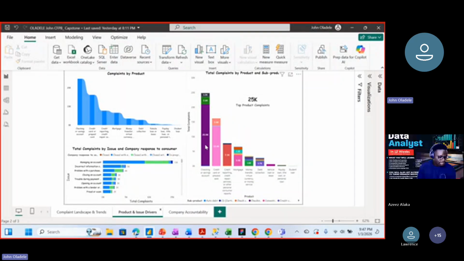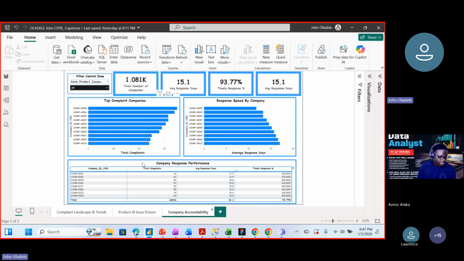Then we come to the complaints by sub products, almost the same as complaints by product as well. The complaints are about the same thing, showing that sub products and products have almost equal amounts of complaints. Then on my final page, this is my filter to drill down the complaints based on dates and product or the issues.